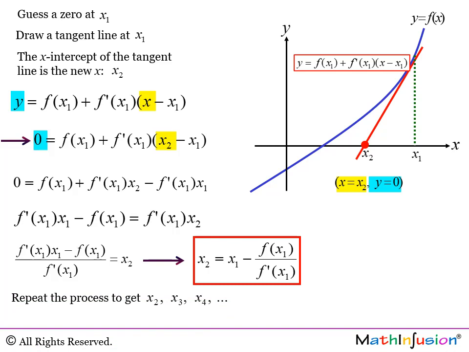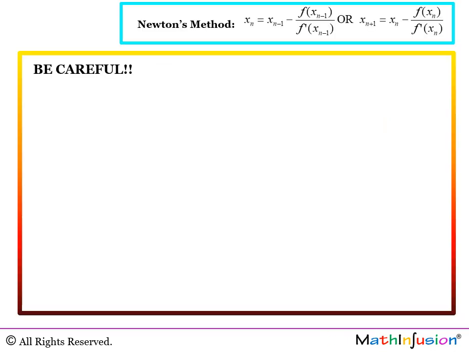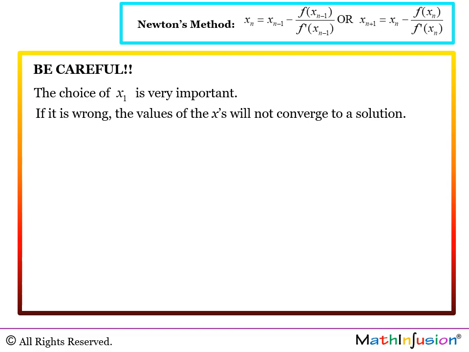When we repeat the process, we will get the following x's. Again tangent line, and again the x-intercept. Be careful, the choice of the first one is very important. If it is wrong, the values of the x will not converge to a solution. For example, let's say that the function is x cubed minus 3x minus 6, and let's assume that we choose x1 to be 1.